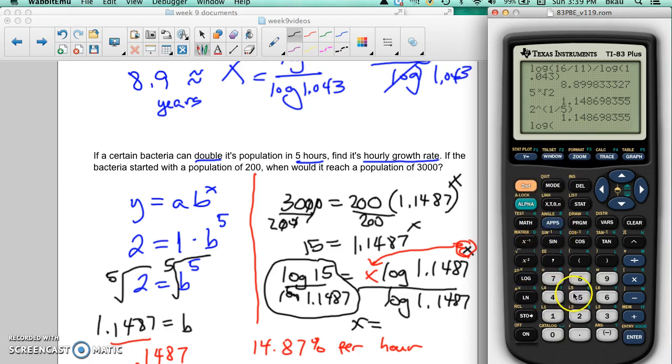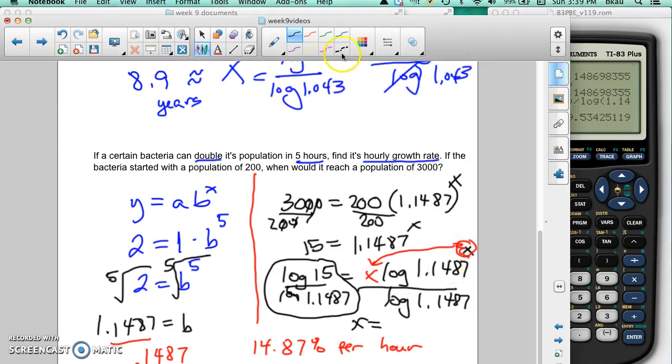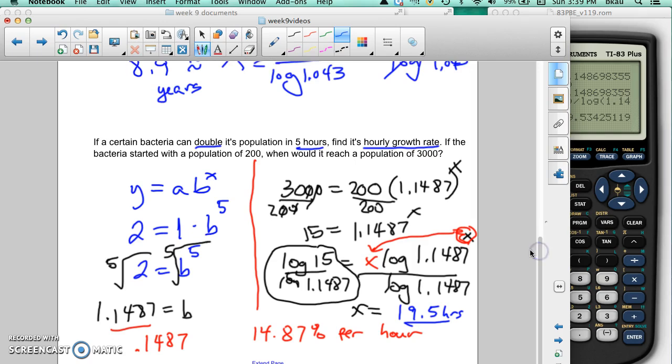So we take the log of 15 divided by log of 1.1487. In this case, 19.5 hours. So we're going to have an answer of 19.5 hours. It would take less than a day to get our population up to 3,000 if it's unrestricted growth. All right, and later on we'll do a model where it is a restricted growth model.